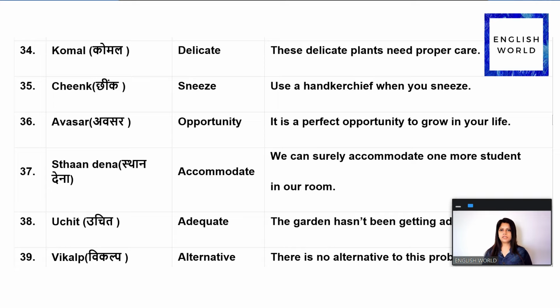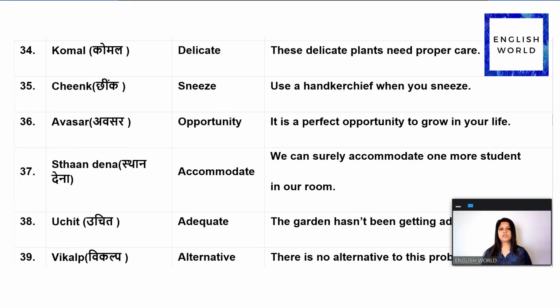Mauka is opportunity in English, and you will say it is a perfect opportunity to grow in life. Suppose you get some opportunity, so you will say it is a good opportunity to do something great. Next is jagah dena. For that we say accommodate. We can surely accommodate one more student in our room.